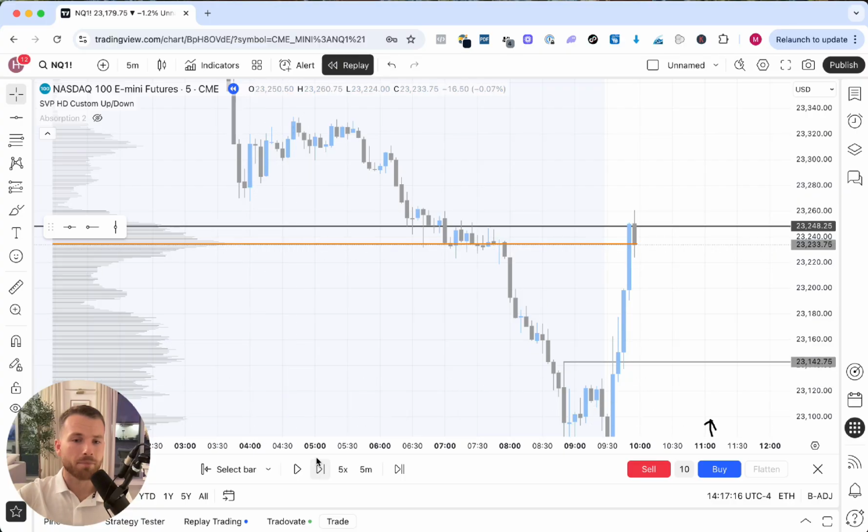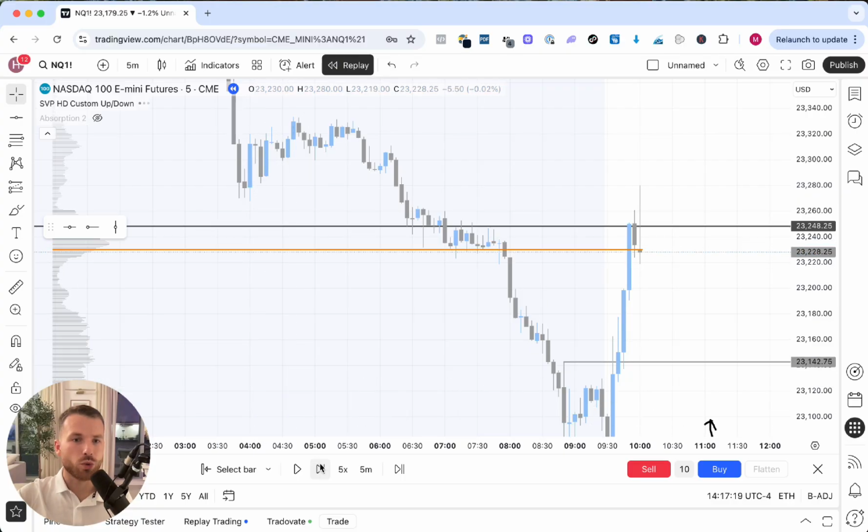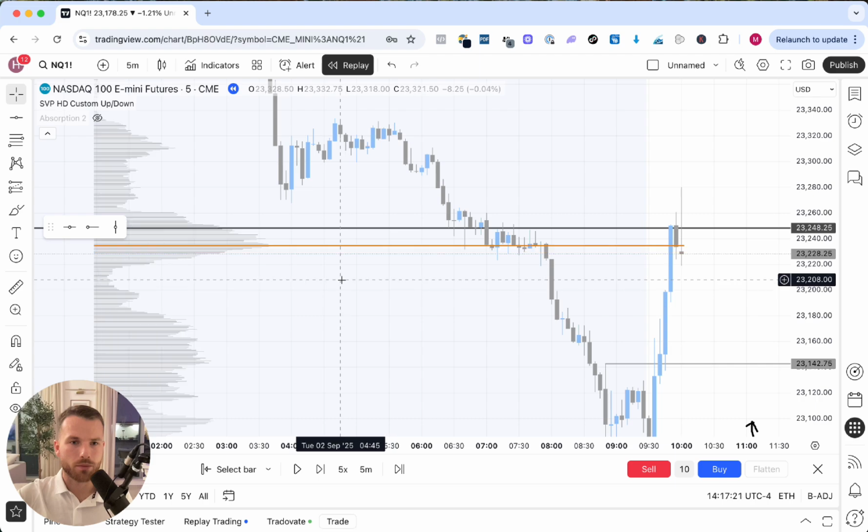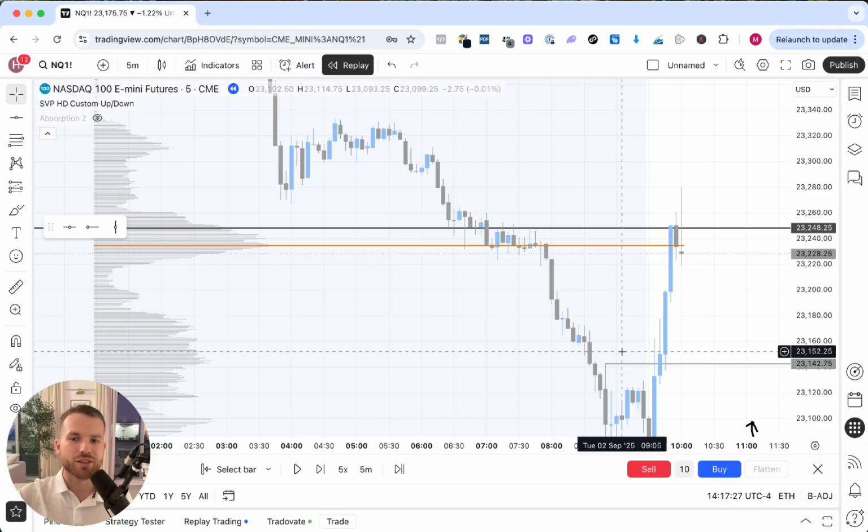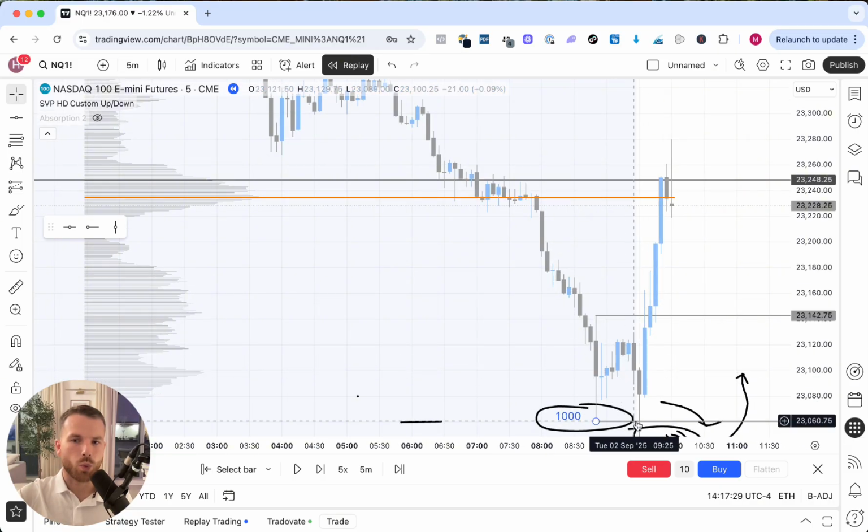High volume node. I don't want to find an entry here. Where I do want to find an entry potentially now is maybe somewhere here. Maybe somewhere here in this level, because low volume area. Low volume area. So we are seeing an uptrend, right? Guys, one trade already, two trades, potentially even three trades already. In a few minutes. That's all you need.